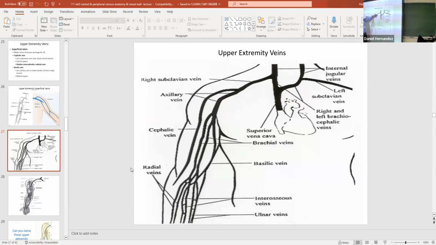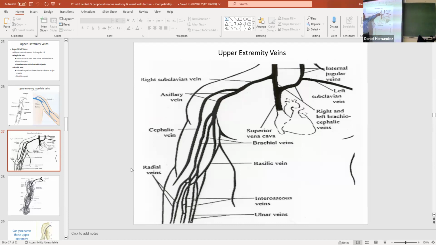And you can also see some of the more central veins now as well. So you have your right and left brachiocephalic veins. Brachiocephalic and innominate could be used interchangeably, those two terms. So you might see some literature that refers to it as the right innominate or the left innominate, and some textbooks or literature that refer to it as the brachiocephalic.